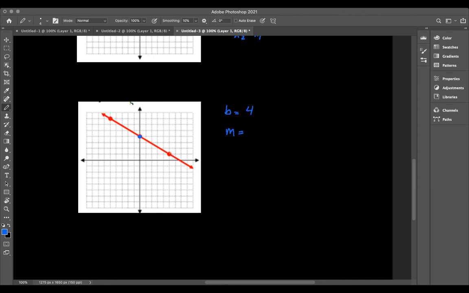And then where's this point right here? We can go down and then go right across. How many to go down? 1, 2, 3. That's negative 3. How many go over? 1, 2, 3, 4, 5. So it would be negative 3/5. Yes, that would be correct.